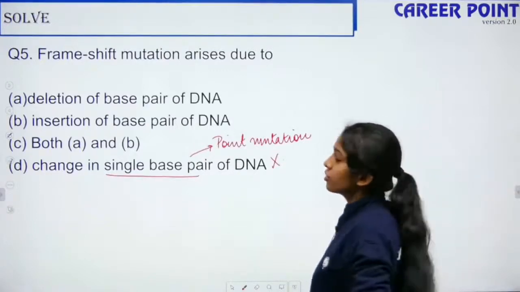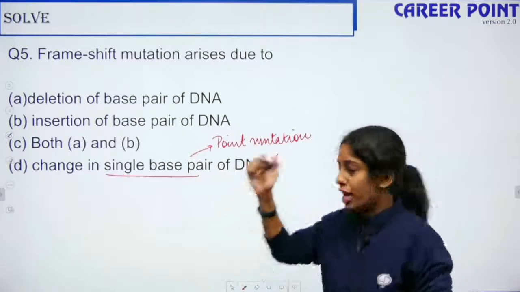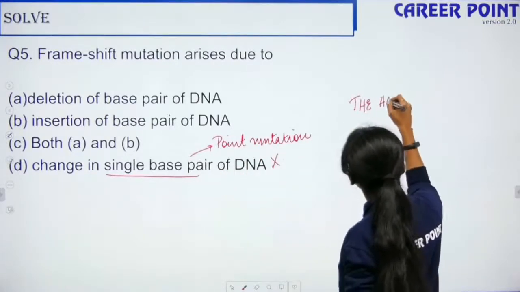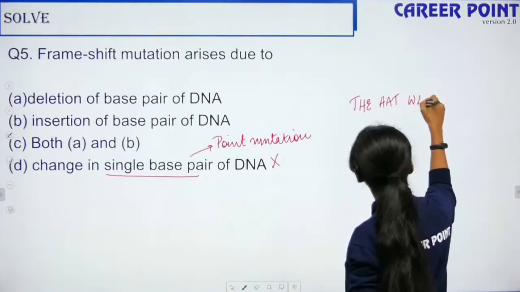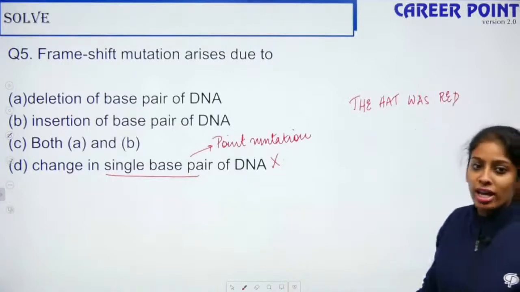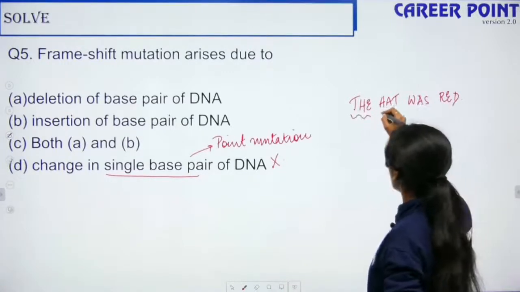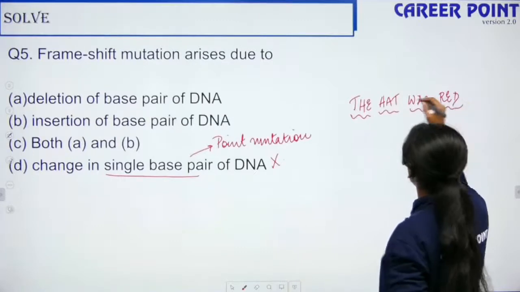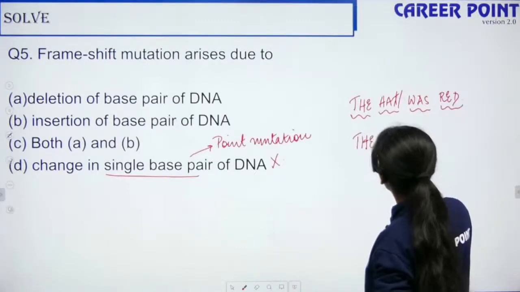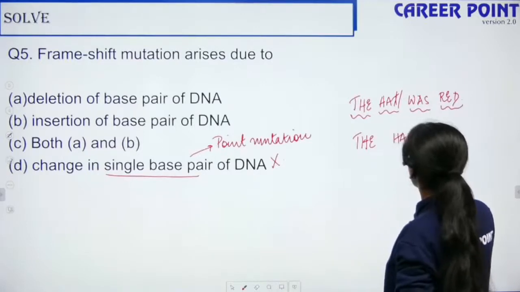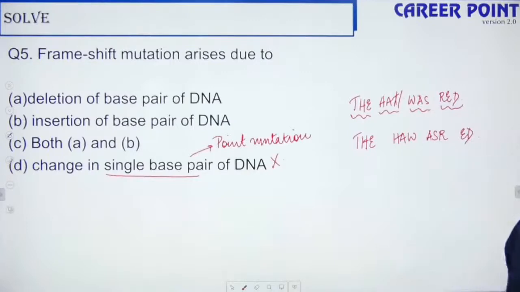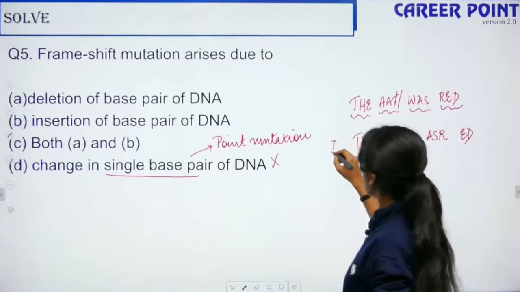So frame shift mutation is change in the reading frame. So when I write "the hat is red," "the hat was red," now it is easy for you to read. So my proteins are read in triplet codons. If there is a deletion here, then it becomes like this, right? So this changes my reading frame. So deletion is the cause.